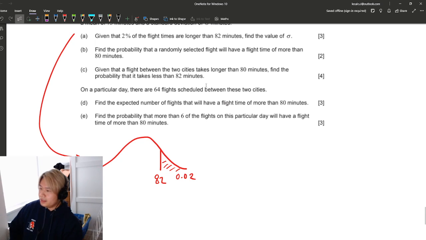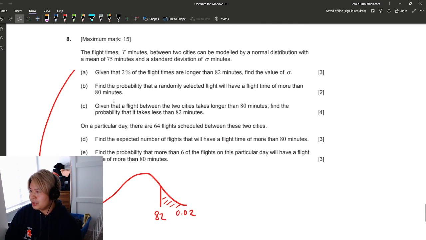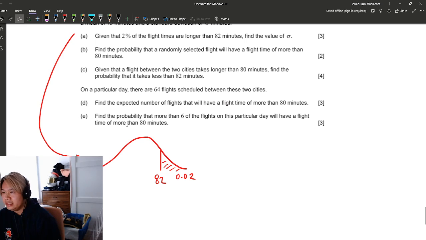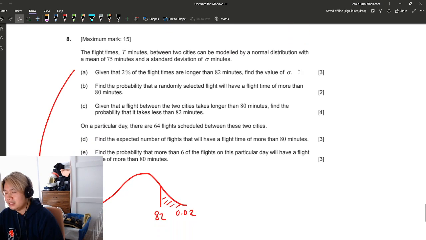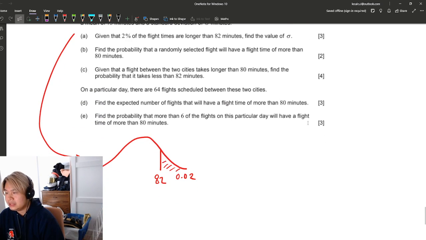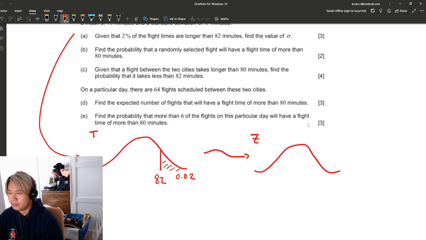Okay, so here is the normal distribution with this 2% probability added in. And again, whenever you don't know the mean or the standard deviation, we standardize the normal distribution. So we're going to standardize this. So this is T, we're going to standardize it to Z. And the reason we do that is it's the same area, but our Z score is going to be 82.